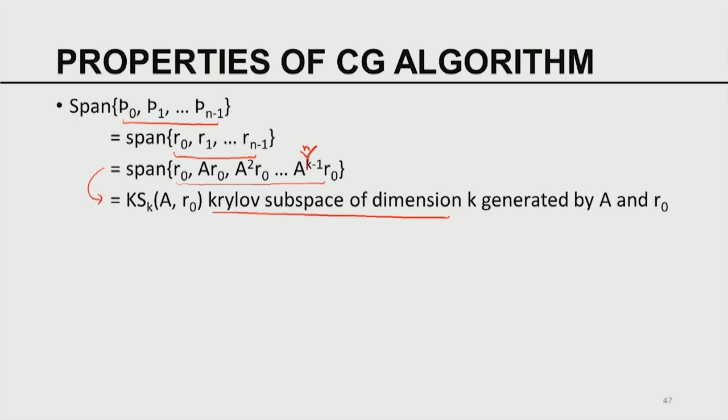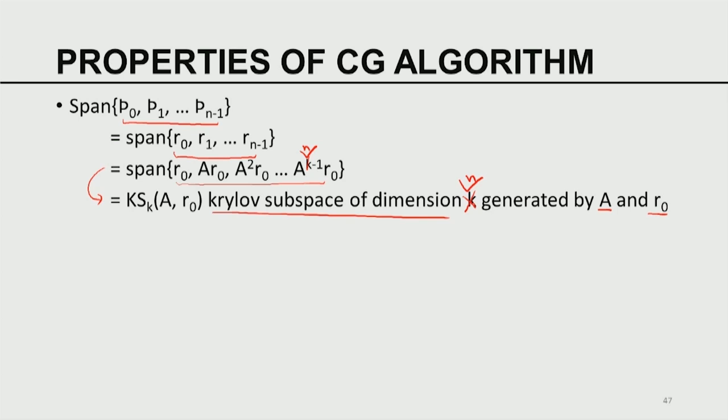This Krylov subspace of dimension n is generated by A and r naught. That means given a vector r naught and a matrix A, by successively multiplying r naught by A, A square, up to A to the power of n minus 1, I create different vectors. The span of these vectors is called the Krylov subspace.